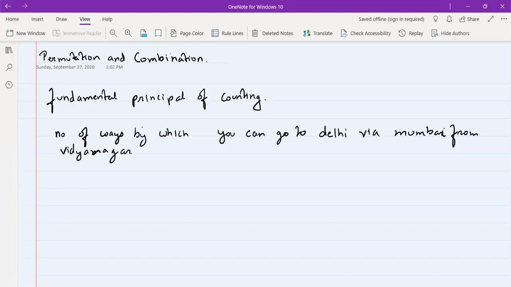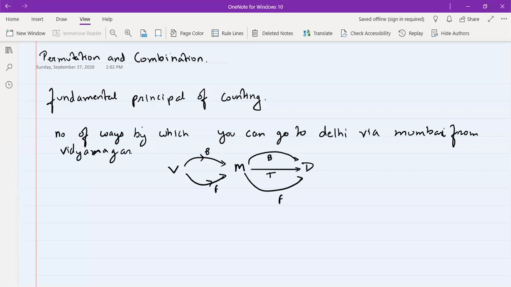Now, sir, you would be thinking, how can I answer this? Obviously, there would be some more information. This is your Vidyanagar, this is Mumbai, and this is Delhi. From Vidyanagar to Mumbai, you can go by two ways: either by bus or by flight. From Mumbai to Delhi, you have three ways: either by flight, or by train, or by bus.